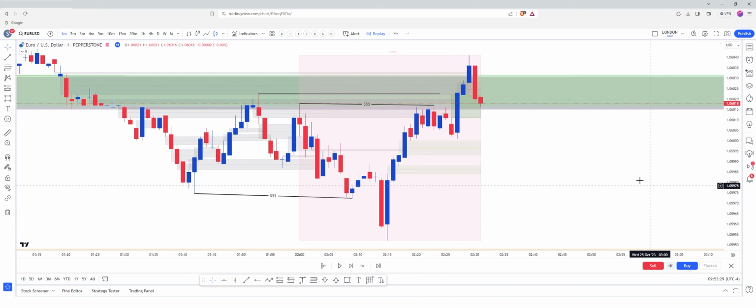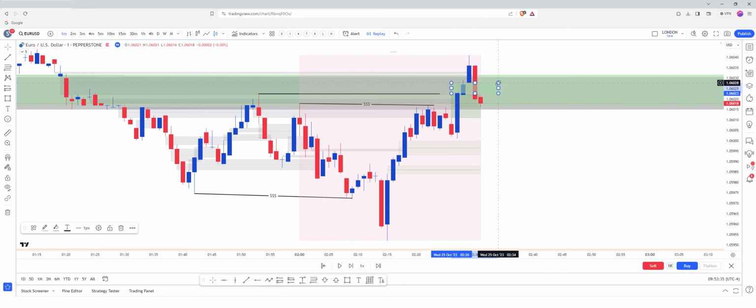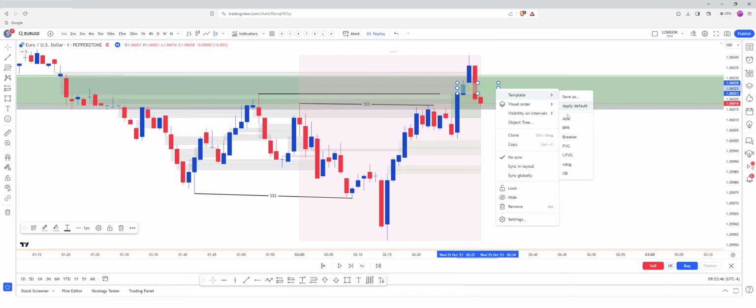What also happened at that point is we closed over a bullish fair value gap. So that was a bullish fair value gap, which is now potentially acting as an inversion fair value gap. But on this 1 minute candle here, we've also left a bearish fair value gap. So we've got a balanced price range at this point.